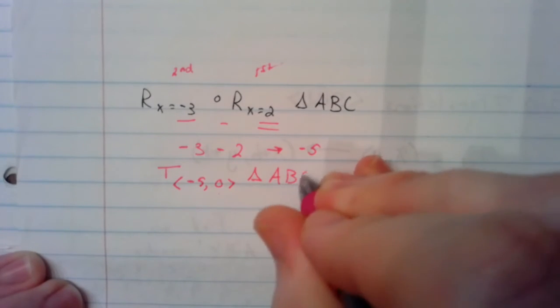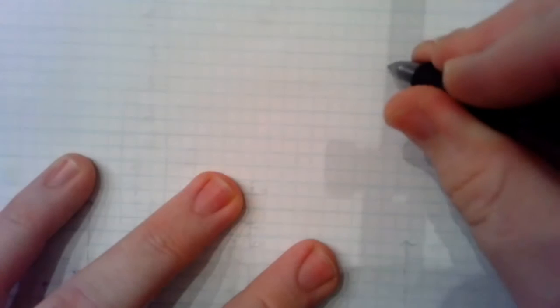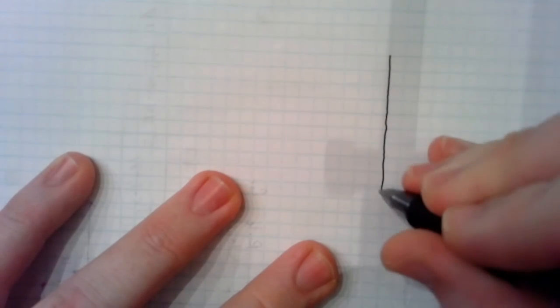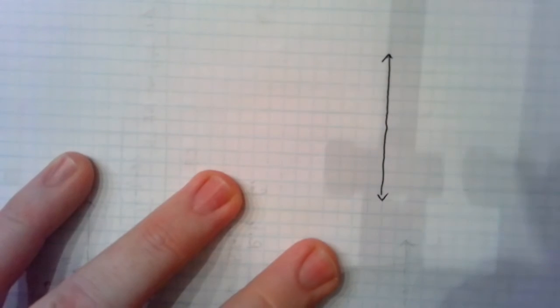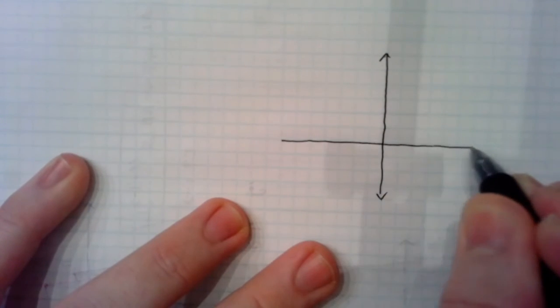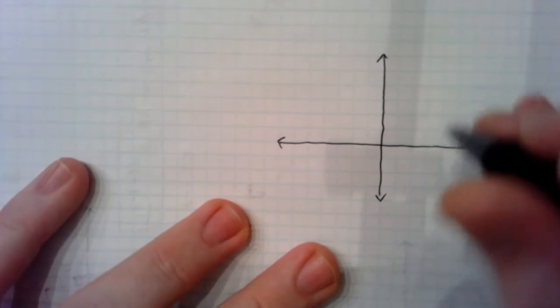Okay? And this is a little bit tricky, so I'm going to convince you that I'm not lying by using a piece of graph paper. So here we've got a piece of graph paper, and I'm just going to show you this with any point. Here we've got our vertical axis and our horizontal axis, and we'll just put point A right here.